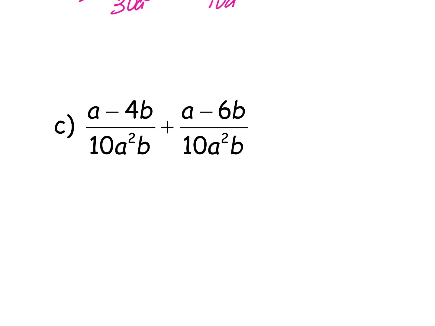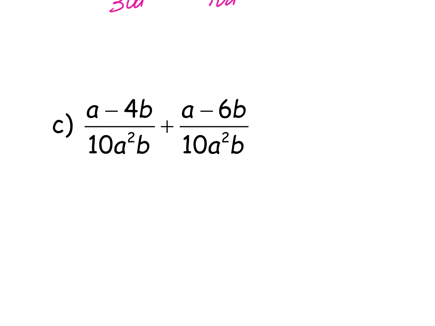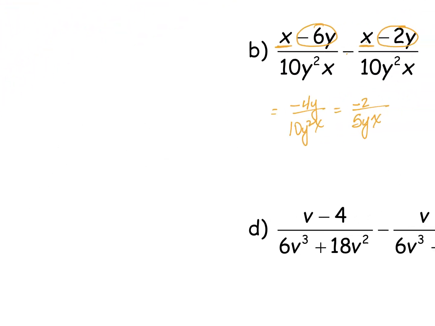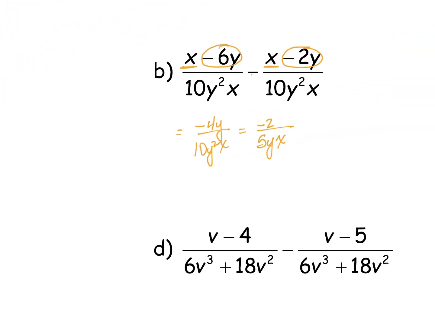And then the next one. Wait, so in B, you didn't have the x's together? Because x minus x is 0. Yeah. Because I'm subtracting, right? That's a subtract sign. So x minus x is 0.